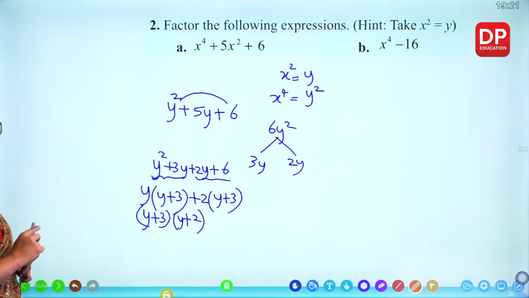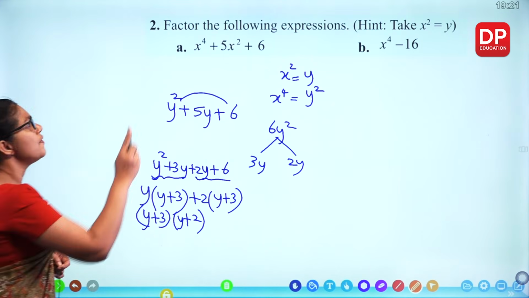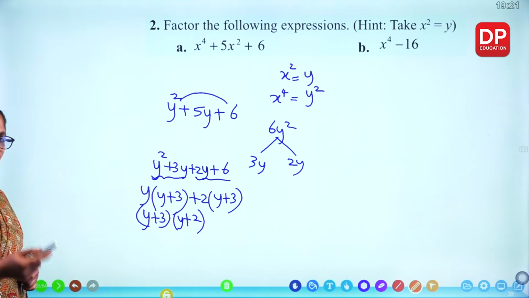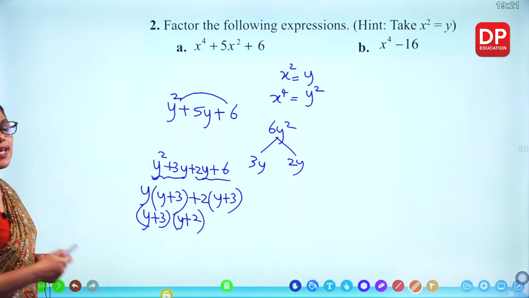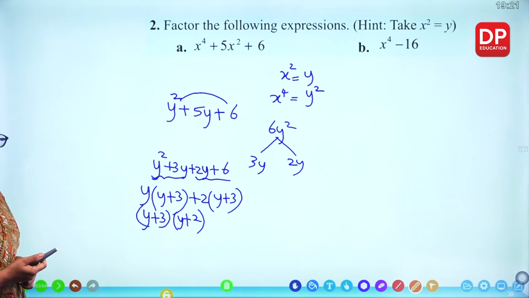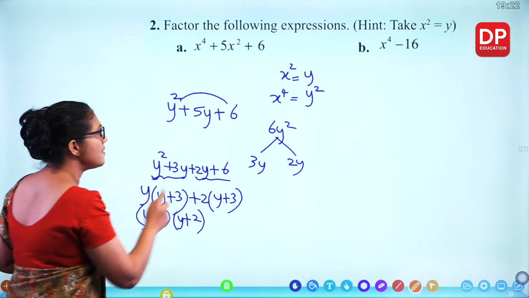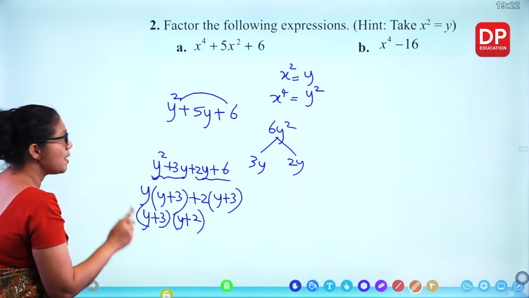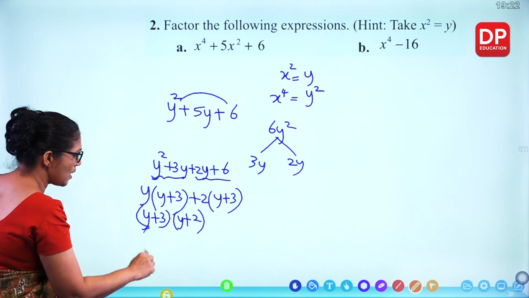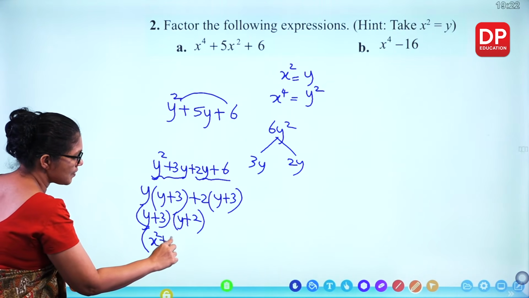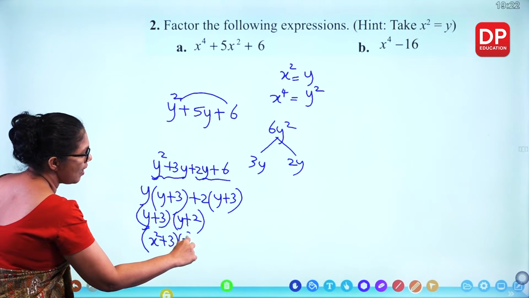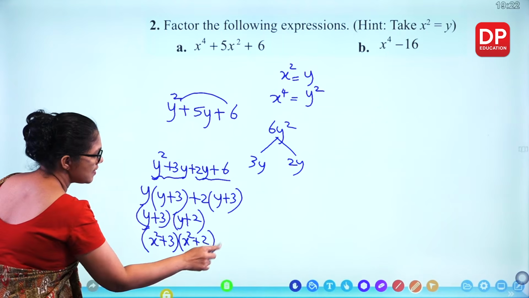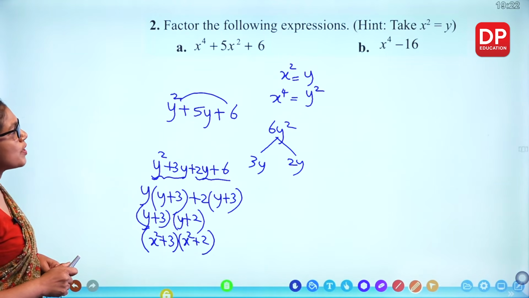Can you keep the answer like this? No. The question is given in terms of x. We can't keep the answer in terms of y, so we have to convert back to x. Instead of y, we can replace it with x squared. So here x squared plus 3, x squared plus 2. This is the answer for this question.